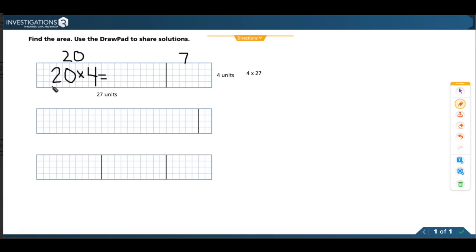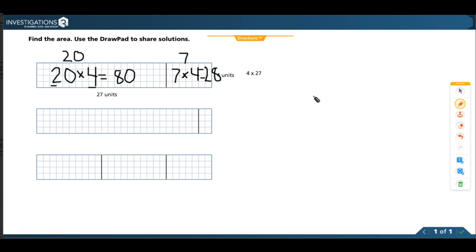And I know that for 20 times 4, I can focus on just 2 and 4 since 20 is a multiple of 10. So that'd be 80, because 2 times 4 is 8, and then I add my 0, so 80. What is my equation for this part of my array? This array would be 7 times 4. And I know that 7 times 4 is equal to 28.